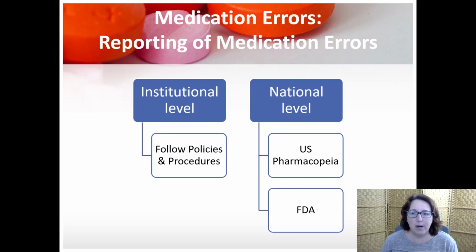Medication errors must be reported on both the institutional and national level. The nurse's responsibility is to report the error at the institution they work for. The facility is responsible for reporting it at the national level, and this could be reported either to the FDA or to the U.S. Pharmacopoeia. At the institutional level, we'll follow the policies and procedures at that institution. The purpose of reporting errors is not for individual provider blame, but to see where there may be larger issues that can be corrected to prevent errors.